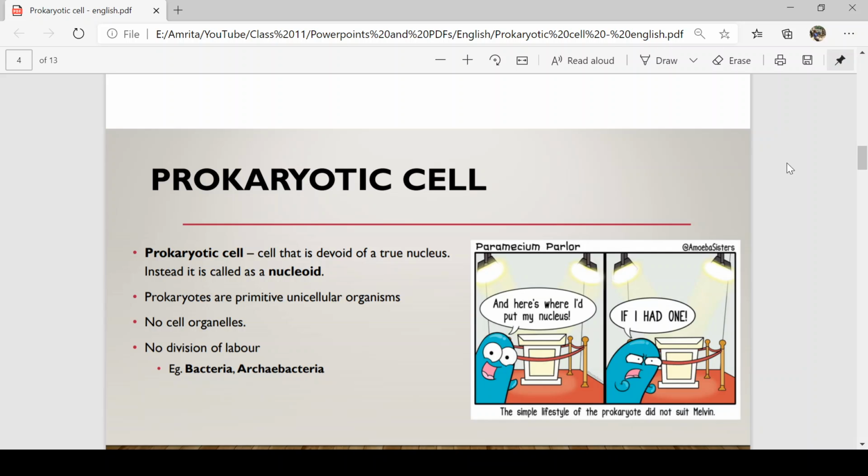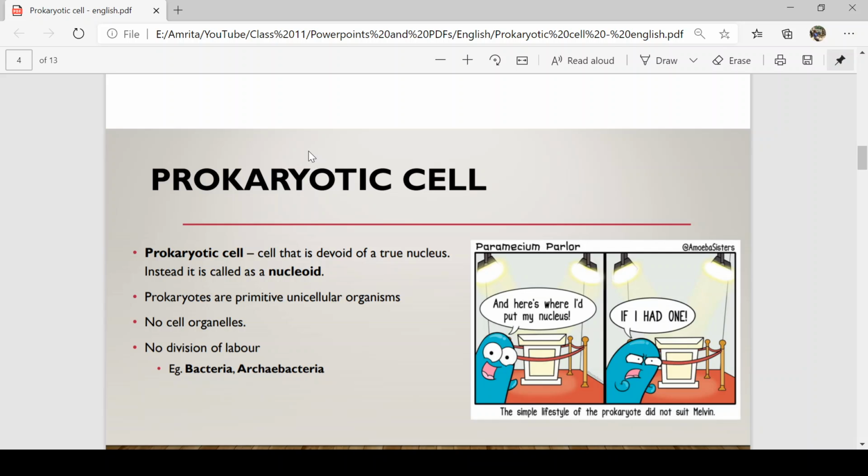But here, in case of prokaryotic cell, the cell does not have a true nucleus. It is the genetic material or the DNA that is lying naked in the cytoplasm. So that is exactly what a prokaryotic cell is. So the example of a prokaryotic cell is a bacteria.